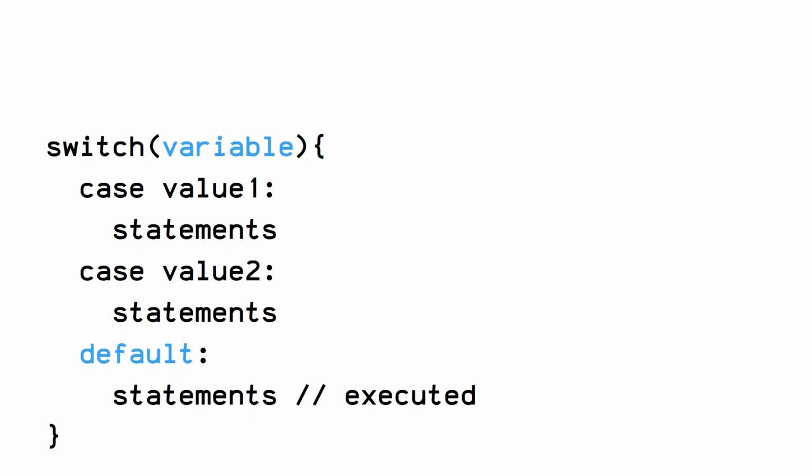All right, so if I summarize the switch statement, it will compare the value of the variable with all the case values. If any of the case values is equal to the value of the variable, then the statement of that particular case will be executed. But if none of the values is equal to the value of the variable, then whatever we have in the default will be executed.